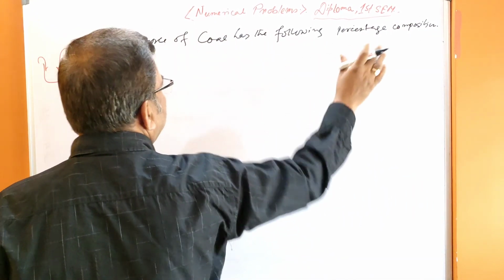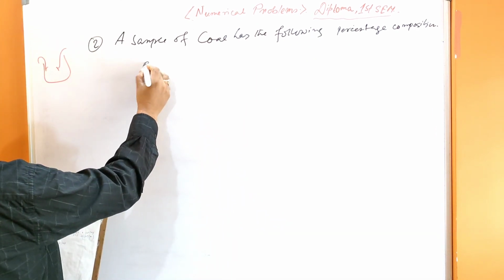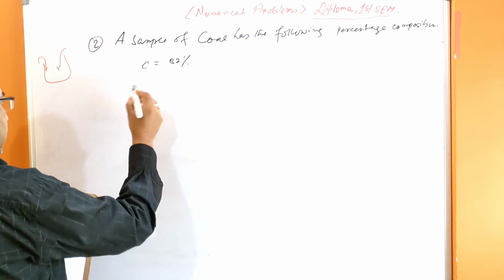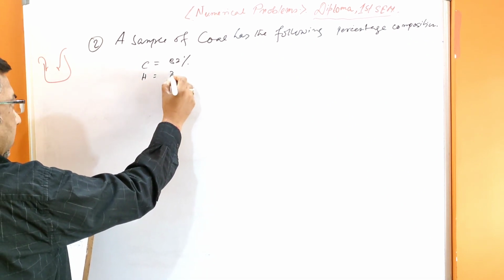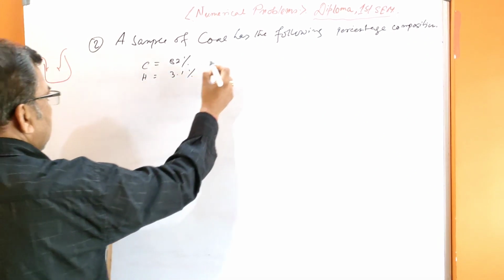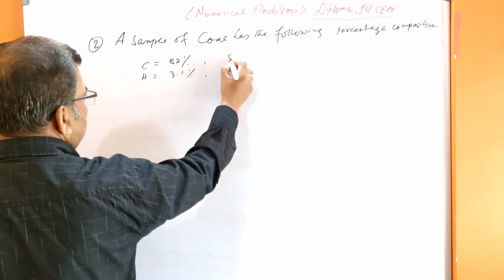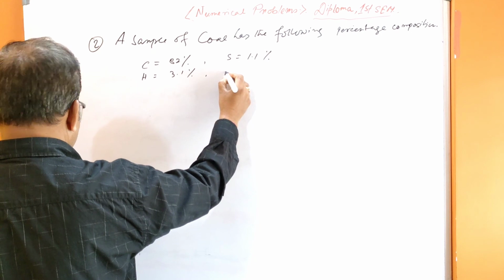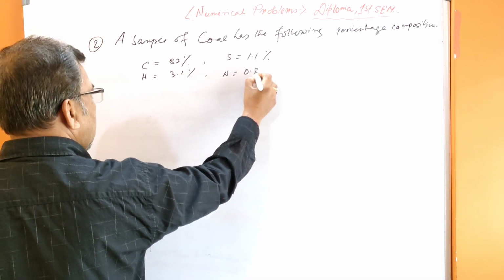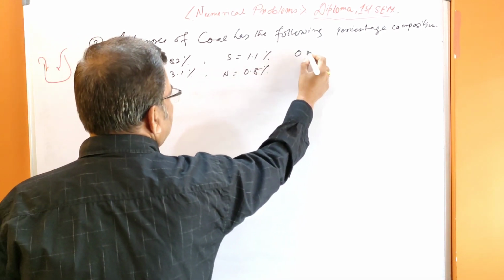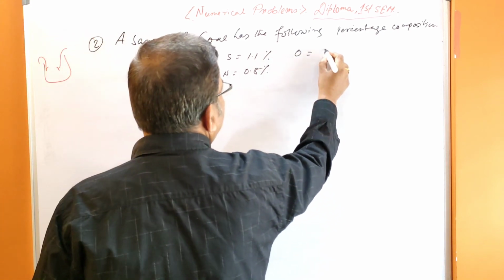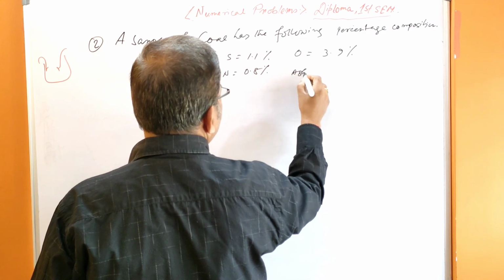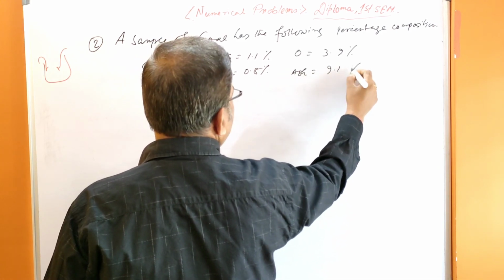If a sample of coal has the following percentages given: carbon 82%, suppose carbon 82%, hydrogen given 3.1%, sulfur 1.1%, nitrogen 0.8%, oxygen 3.9%, ash 9.1%.